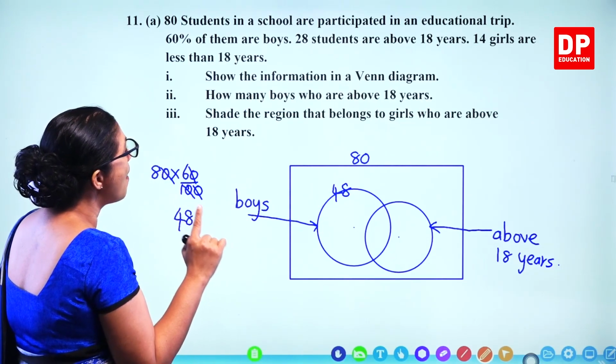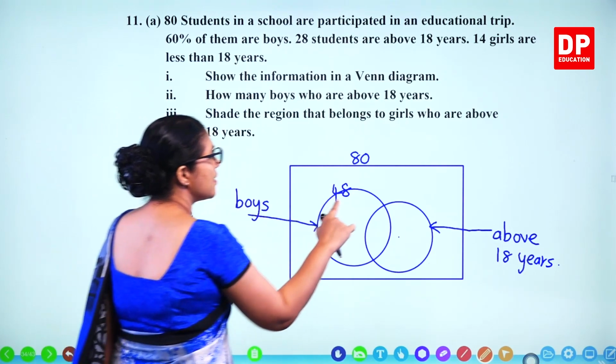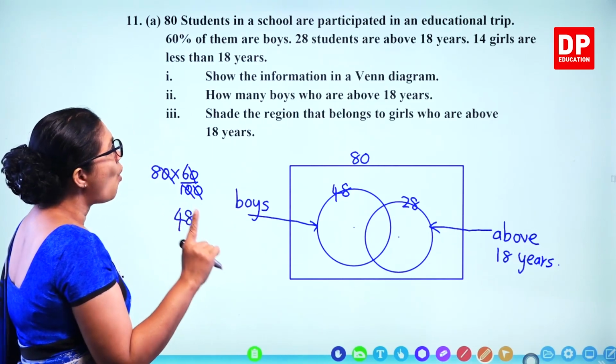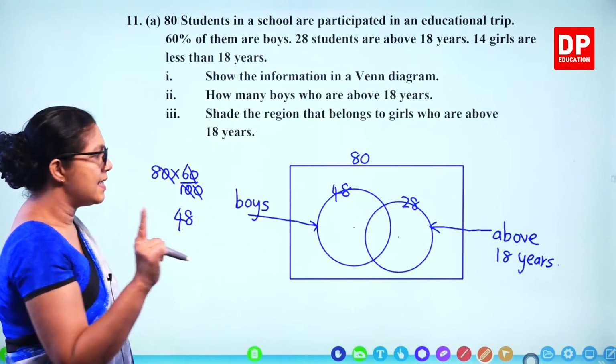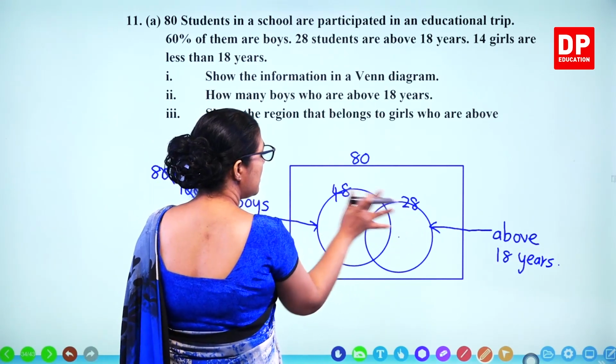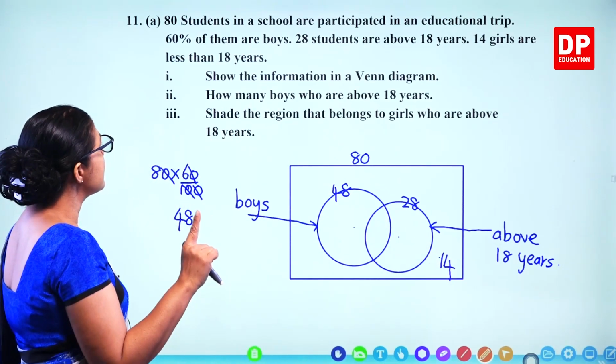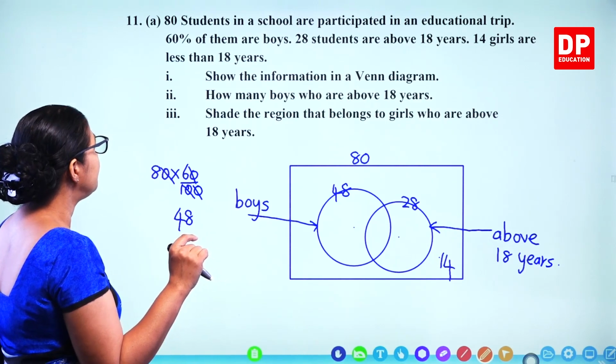28 students are above 18 years. So above 18 years, 28 students are there. 14 girls are less than 18 years. Not in this circle, not in this one. So 14 is here, girls who are less than 18 years.